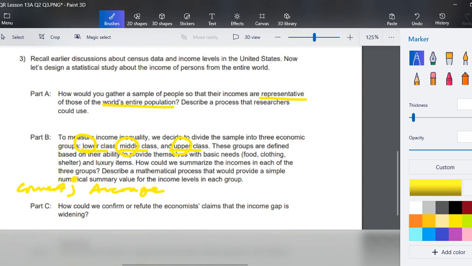Part C, how would we confirm or refute the economist's claims that the income gap is widening? The gap between rich, the upper class, and poor, the lower class, can be measured by subtracting the summary values of these 2 groups. The income data would need to be collected and analyzed repeatedly over time to determine whether the income gap is actually widening or narrowing or possibly staying the same.